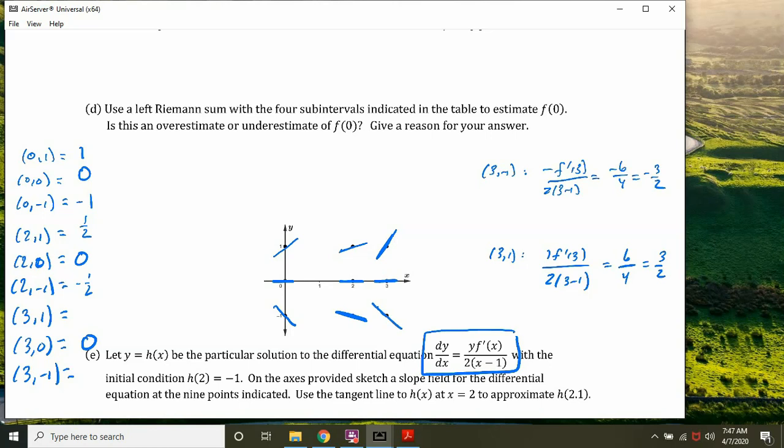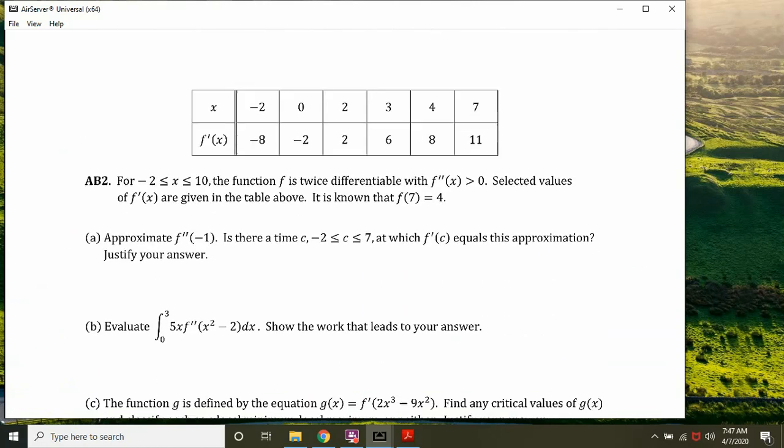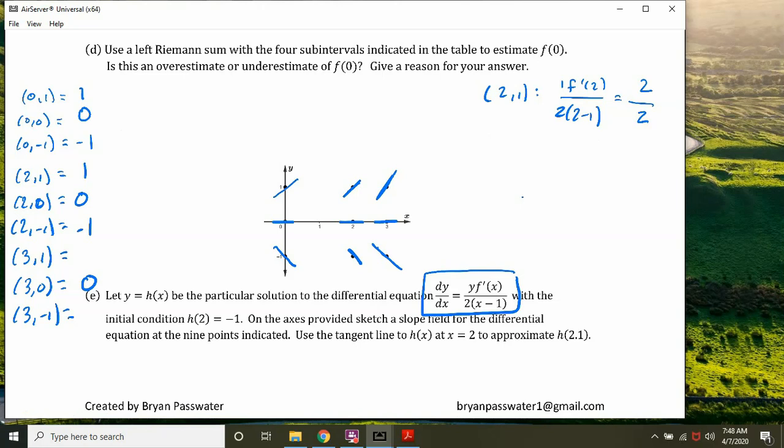I'm going to double check the (2, 1) and the (2, negative 1). I think maybe I made a careless mistake. If I go back to (2, 1), that's going to be 1 times f prime of 2 over 2 times 1. That should be a 2 in the denominator. And in the numerator, f prime of 2 is 2. So we actually just get 1 here. I'm sorry, and the other one is going to be negative 1. You guys may have been on top of that. Anyway, I butchered it a little bit, but just try to go slow and be careful. I realized I made a mistake, so I went back and fixed it.